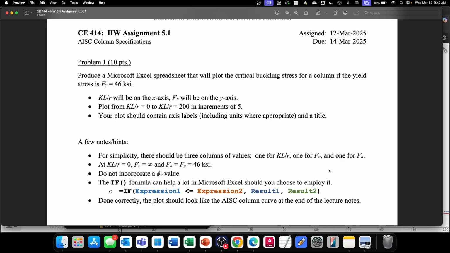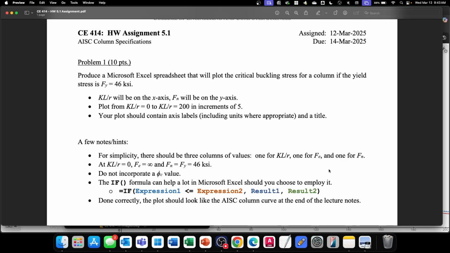I do give you some hints, right? So for simplicity, like what I would do in Excel is have one column here, and one column here. Whenever you're doing the math, at the very first row, at KL over R is 0, Fe is technically infinite because you're taking pi squared E over this squared. But when you do the math, you find that Fn is just 46 KSI. So that very first row, you could just say Fy or Fn is 46. Don't use phi, like don't incorporate a phi value, that doesn't really matter. And I do think that if you use the IF formula, it'll make your life a lot easier.